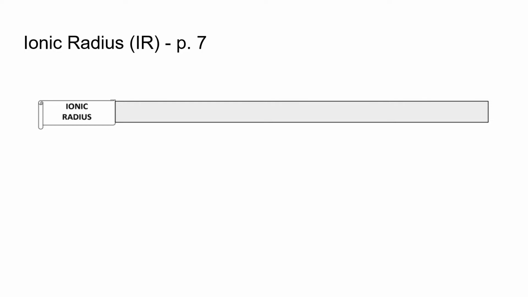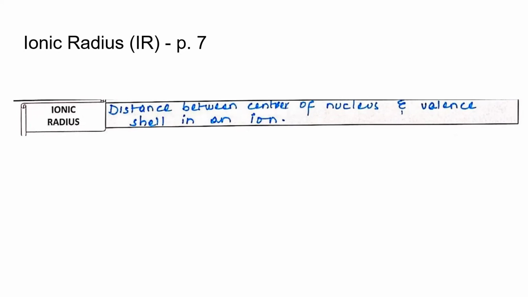Now, let's pause the video again and take a moment to think about the ionic radius. So the concept of radius is still the same. It's the distance from the center to the circumference, but in this case, we are looking at the distance between the center of the nucleus and the valence electrons in an ion instead of just an atom like we were doing in atomic radius.